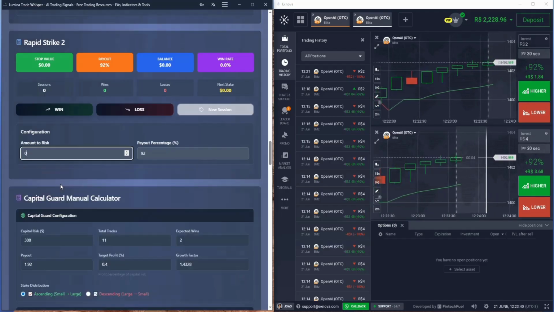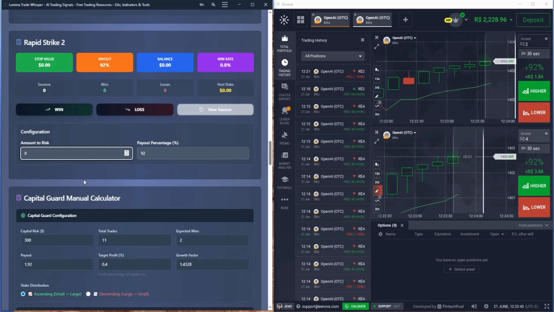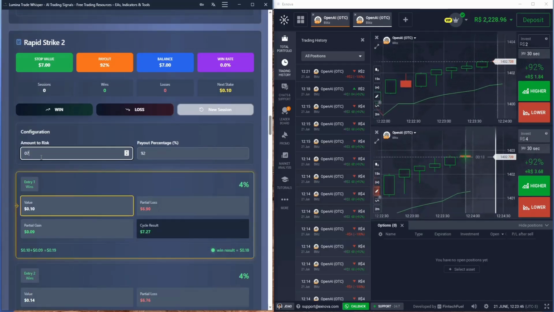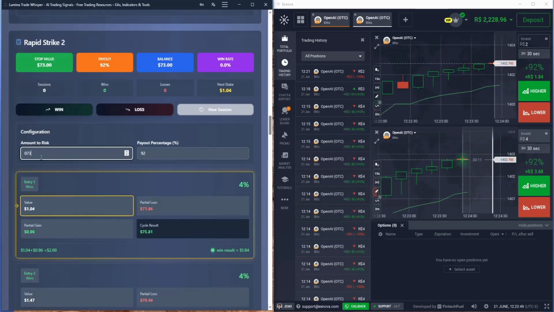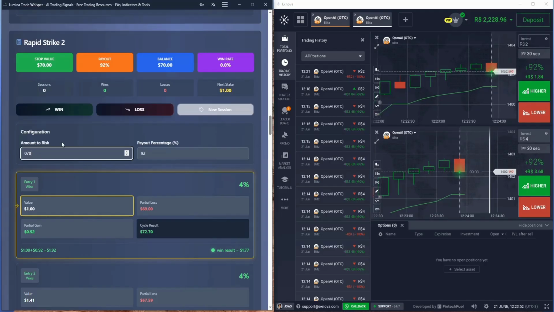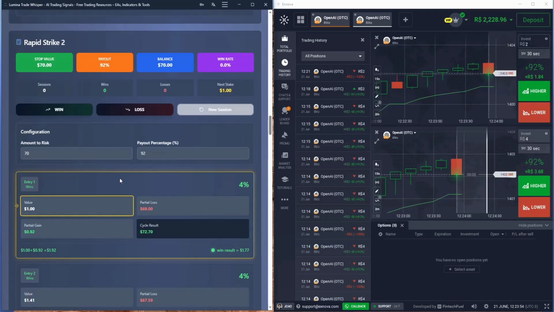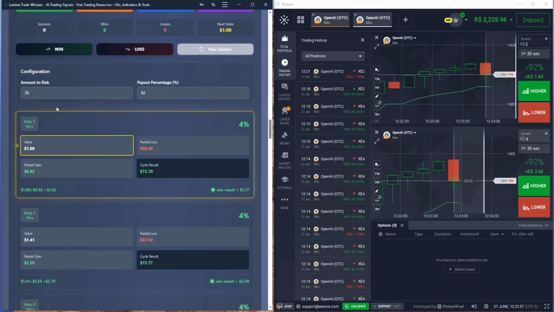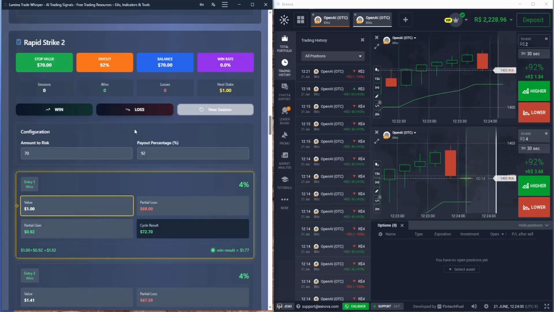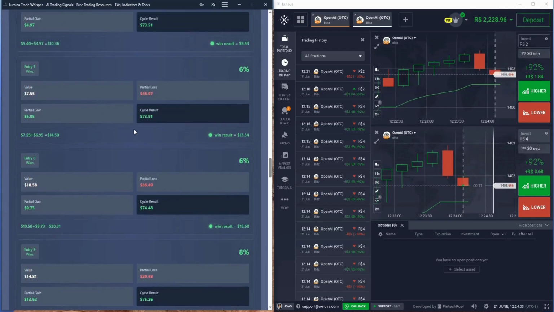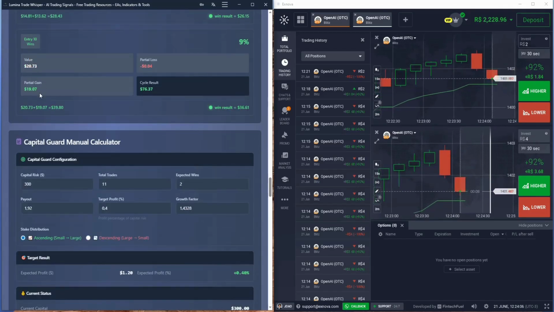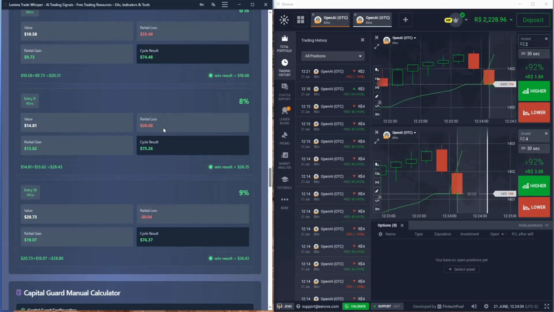So if we check for a $1 broker, that means we can trade with 75. Let me check 74, 73, 70. Exactly. That means we can start trading with $70, guys. Take a look at this. You start trading with $70, and for you to lose all your money, you have to lose all these sequences, which is a little bit difficult, but nothing is impossible.